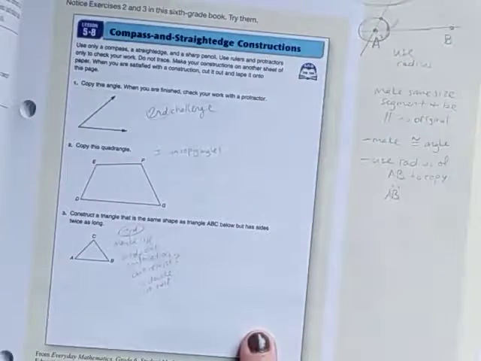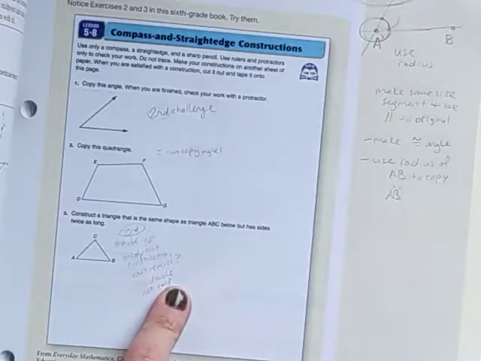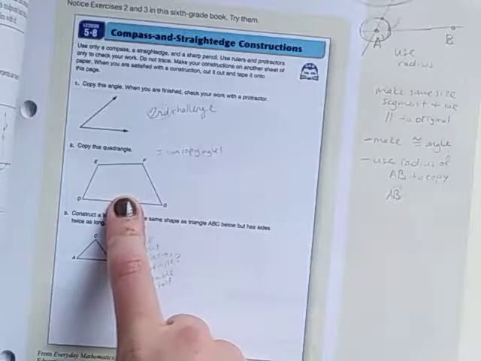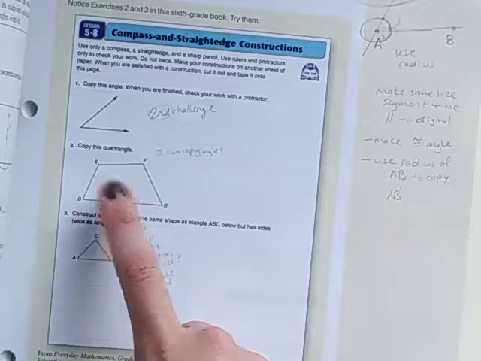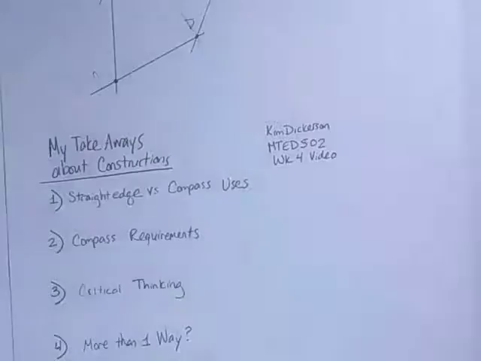So on this page of the textbook, it says this is an example of some questions that you might give a 6th grader. Copy the angle, easy. Construct this triangle, I figured out how to do that one pretty easily too. But this one, it said copy the quadrilateral. And right off the bat, I didn't know how to do that one. So I said, I want to try to copy a quadrilateral.